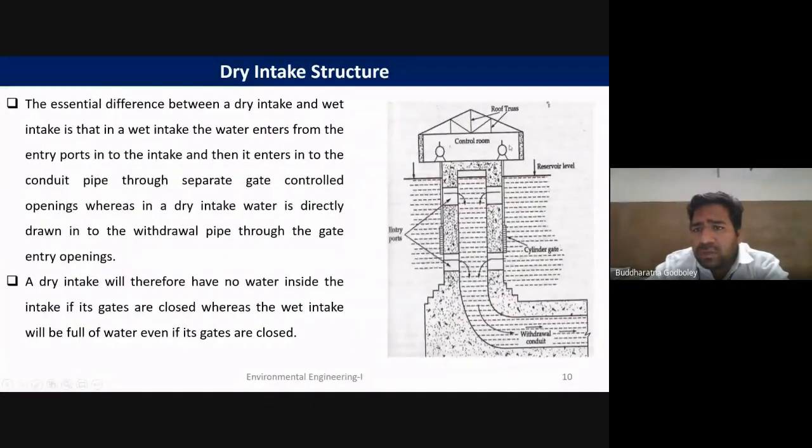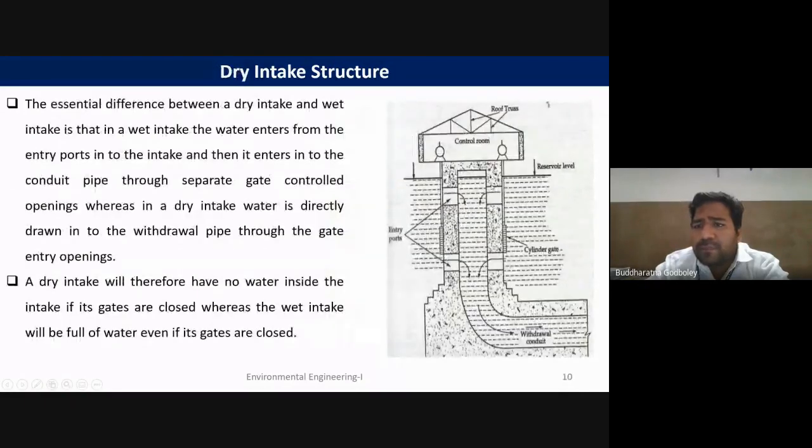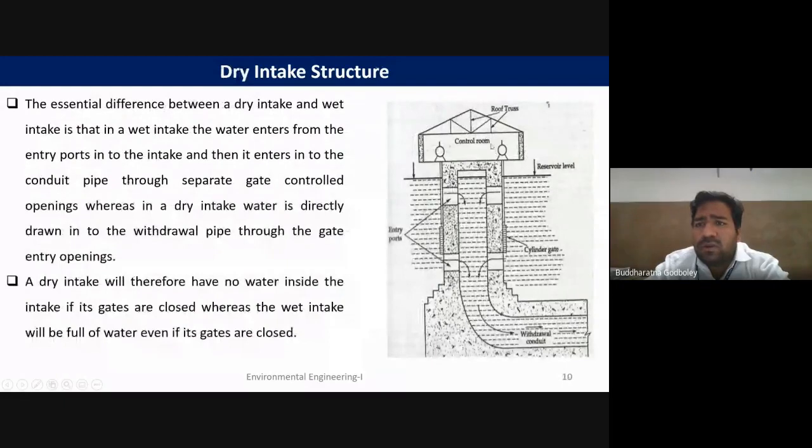Now control room is provided. कंट्रोल रूम का मतलब ये है कि यहाँ पे पंप हाउस प्रोवाइड किया है. ये कंट्रोल रूम एंड सेपरेशन रूम बोला गया है. इसका मतलब क्या है? This is your, here it is a pump house is provided. Okay. So this is your control room. और उसके ऊपर का जो स्ट्रक्चर बनाया गया है that is of a roof truss.